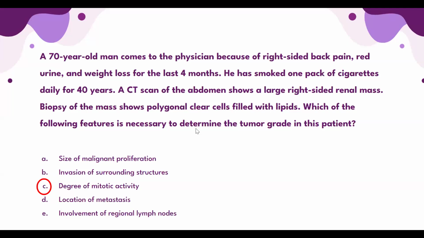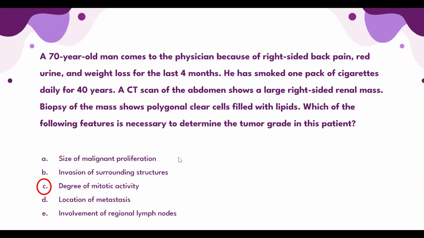Poorly differentiated, or a worse grade, would be when the cells look nothing like the organ they originated from. This is a very poor prognostic factor. This is not a good thing at all. And this usually happens when the cancer cell has evolved so much that it doesn't even look like its original organ anymore. And that's what tumor grade basically is.